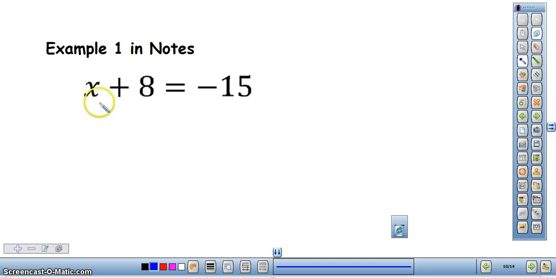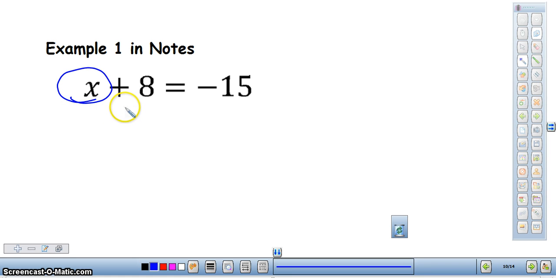In example 1 in your notes, x plus 8 equals negative 15. How do we make sure we do the inverse operation? Some of you might be thinking, oh, I know 7 plus 8 is 15. But that is 15. We want to get negative 15. I like to circle the variable I'm trying to get by itself. I want this 1x all by itself. How do I get rid of plus 8? I'm going to do the inverse, which is minus 8.